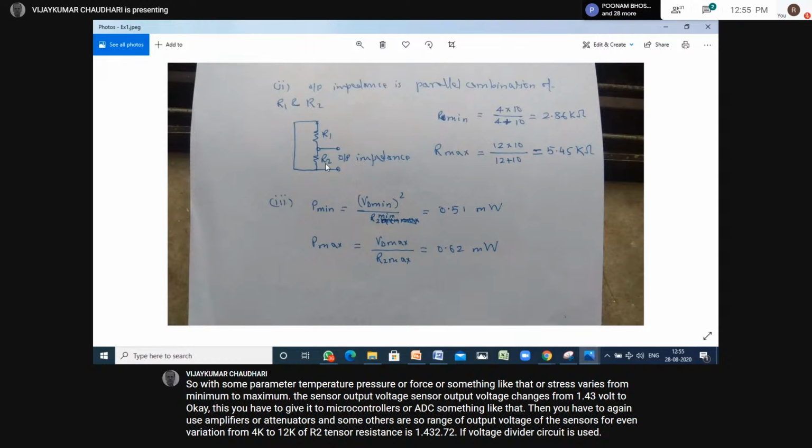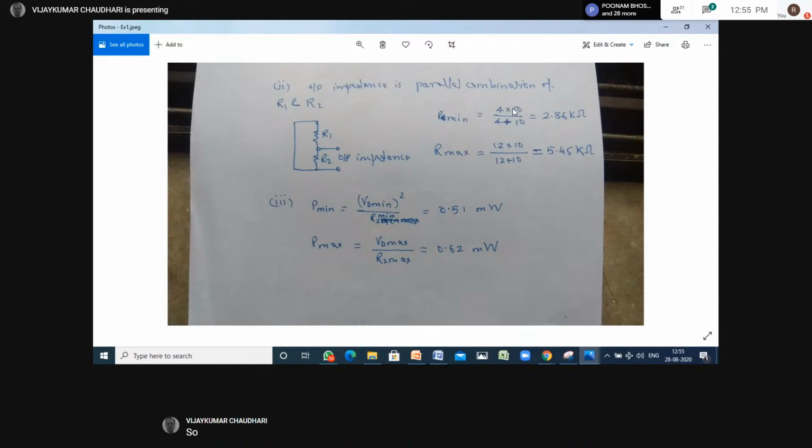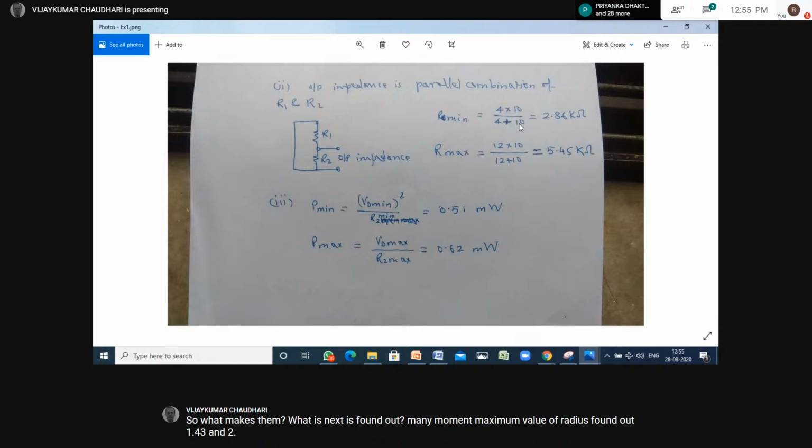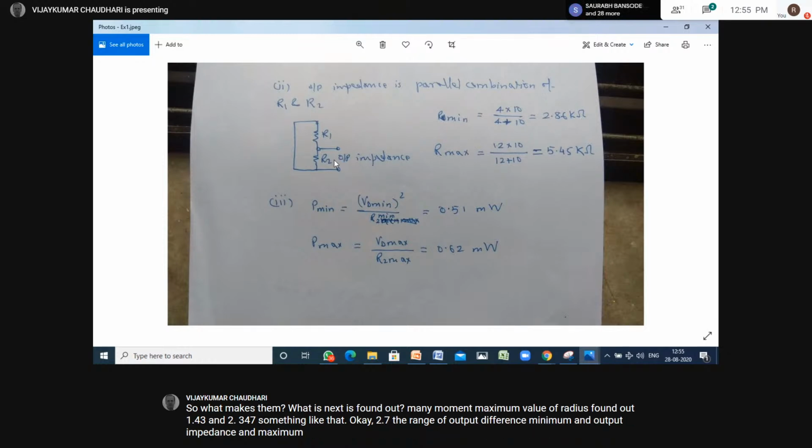So this is R1 in parallel with R2. With R2 minimum as 4K, it will be 4 into 10 divided by 4 plus 10. Are you getting me? It's just a parallel combination, R1 R2 divided by R1 plus R2. So 4 into 10 divided by 4 plus 10 is equal to 2.86 kilo ohms, the minimum output impedance. Whereas R max, the maximum output impedance, with maximum resistance 12K, is 12 into 10 divided by 12 plus 10. So it gives 5.45 kilo ohms.